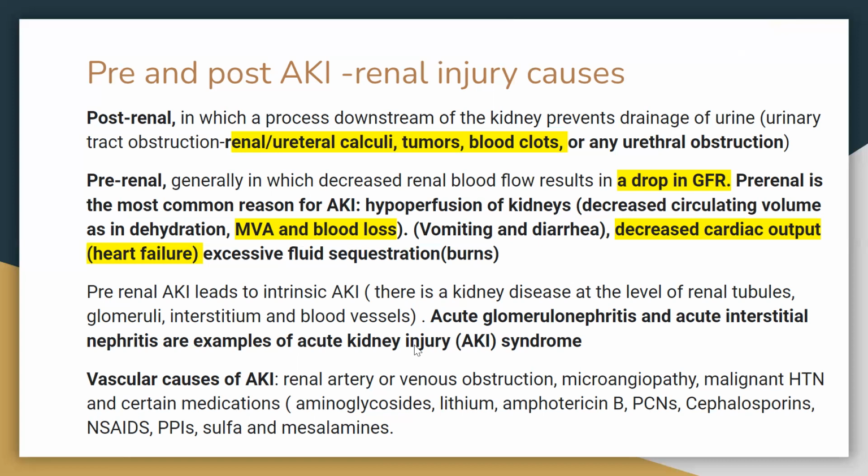So, the most common cause: understand that if it's an intrinsic factor affected by underlying kidney disease, with an effect on renal tubules and glomeruli, then acute glomerulonephritis will be the reason. And then vascular reasons for AKI are arterial and venous obstruction of the renal system, and malignant hypertension. Some medications that we often see are NSAIDs, PPIs, mesalamines, aminoglycosides, lithium, and amphotericin B. Make sure you're comfortable knowing these and study them by heart, because these will be seen on these questions.